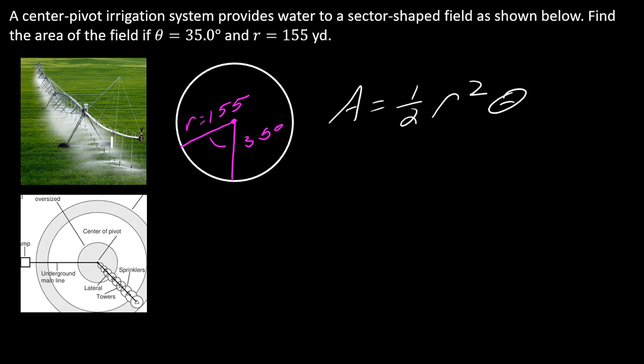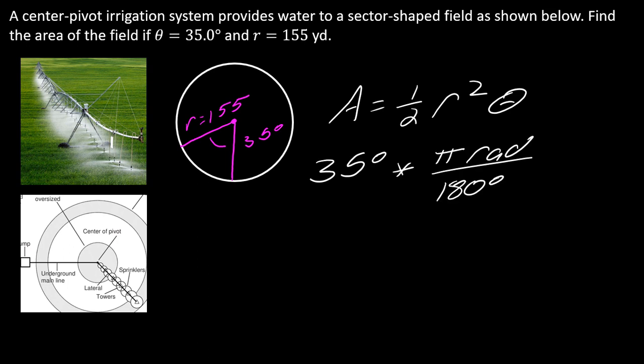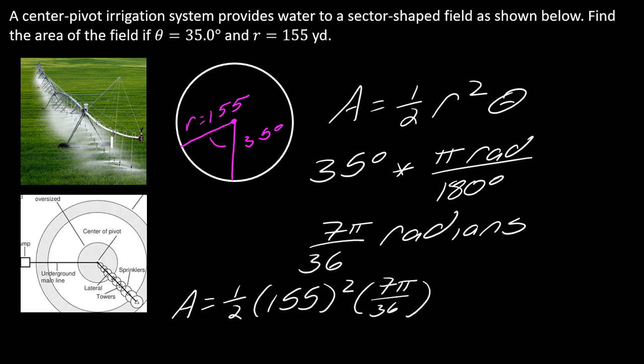So let's first convert this from degrees to radians. 35 degrees times pi radians over 180. Remember, I like to keep that simplified fraction, so 7 pi over 36 radians, and then I just plug all the information in. So 1/2 times 155 squared times 7 pi over 36. If I multiply those together, I will get 7,338 yards squared.